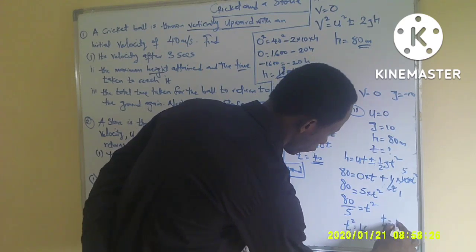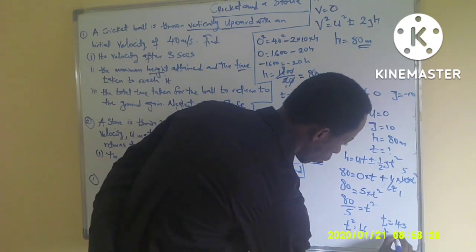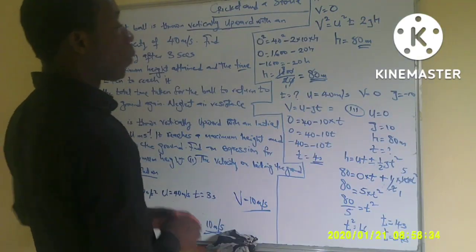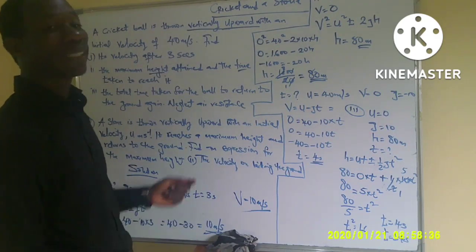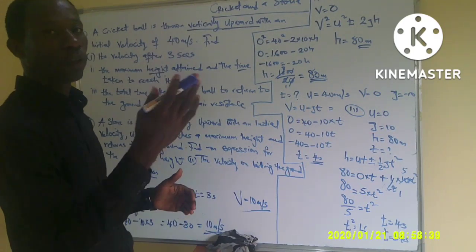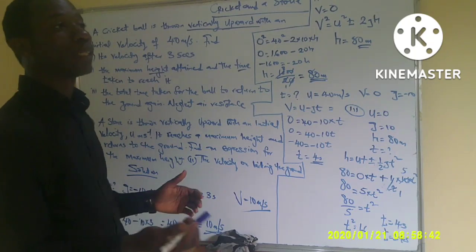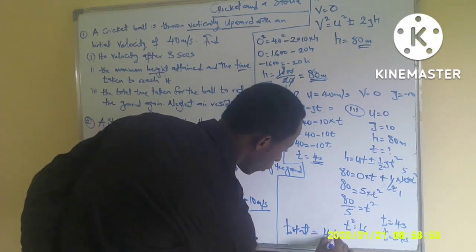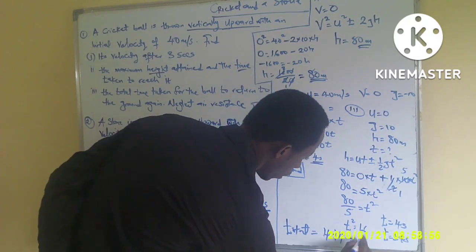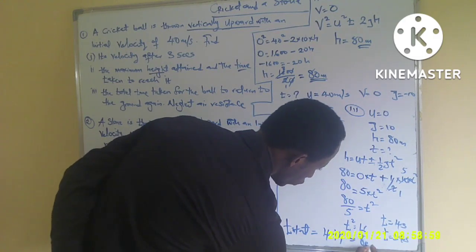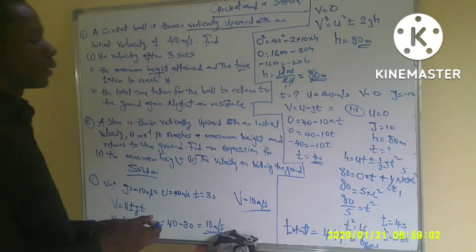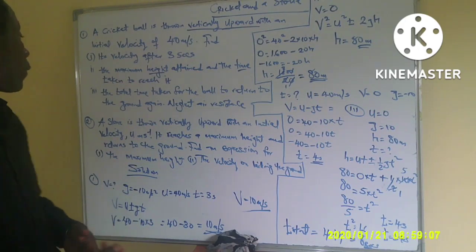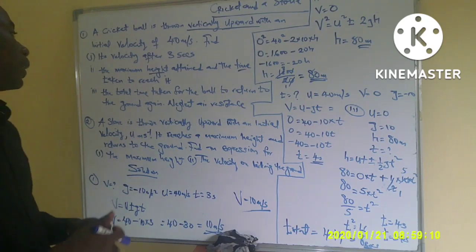So t is equal to what? 4 seconds. So we can say t is equal to plus or minus 4 seconds. So this is the time taken for the body when it's coming to the ground. So what is the total time taken for the ball to go up and come down? The time taken is equal to 4 going up plus 4 coming down. It's equal to 8 seconds. So that's the total time taken for the ball to return to the ground again.